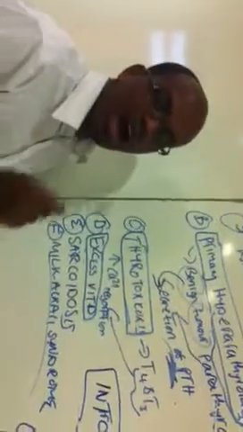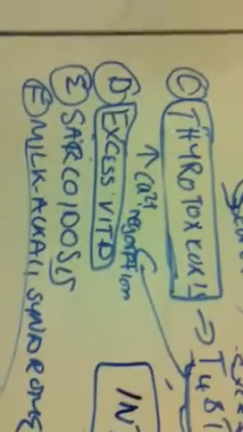PTH will cause the effects of calcium reabsorption and phosphate excretion, so causing hypercalcemia and hypophosphatemia, due to kidney reabsorption of calcium and kidney excretion of phosphate. Thirdly, thyrotoxicosis, production of excess thyroid hormones, which can also cause calcium resorption. Fourth, excess vitamin D.